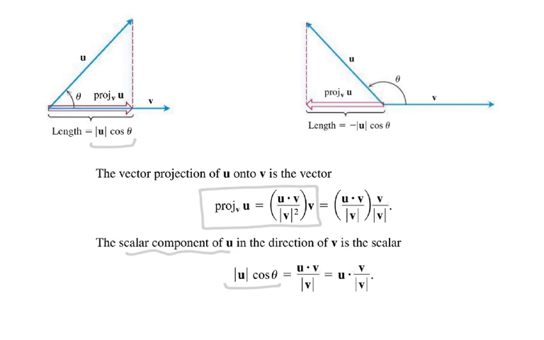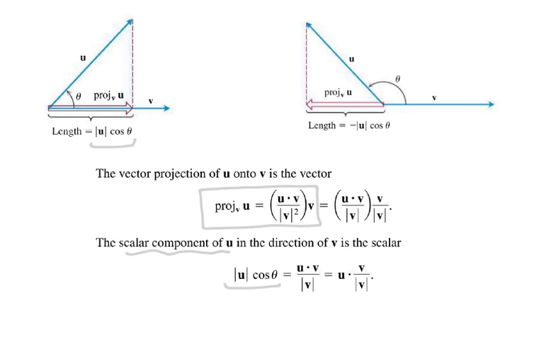Please note that both the vector projection of u onto v and the scalar component of u in the direction of v depend only on the direction of the vector v and not its length. Because in both cases, we take the dot product of u with the direction vector, v divided by the magnitude of v, which is only the direction of v. It's the unit vector for v. And for the projection, we go on to multiply the result then by a direction vector.